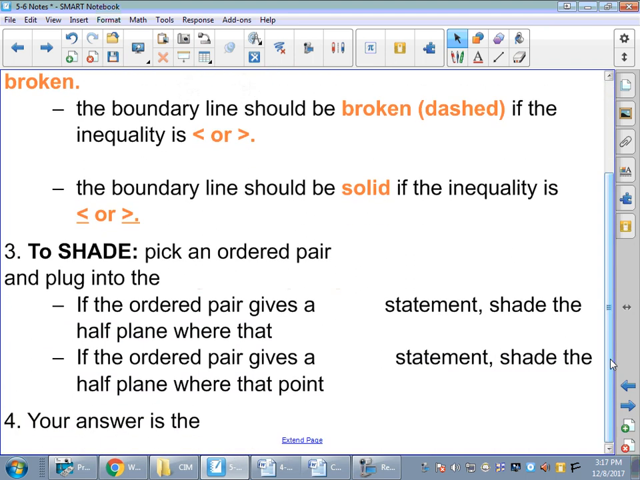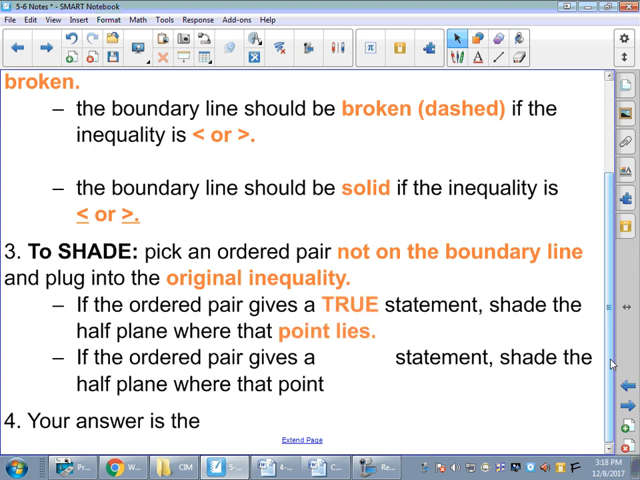When we go to shade, we're going to pick an ordered pair not on the boundary line. The boundary line is only going to check numbers that equal that number. We want to know the ordered pairs that are either greater than that number or less than that number, depending on what the inequality is. So you pick a point not on the line and you plug it into the original inequality. If the ordered pair gives a true statement, then we know that that's where the solutions lie. If that ordered pair works, then all of those ordered pairs in that half plane work.